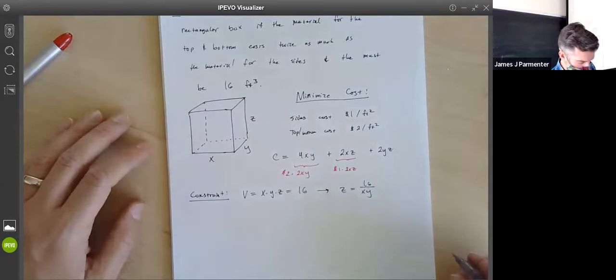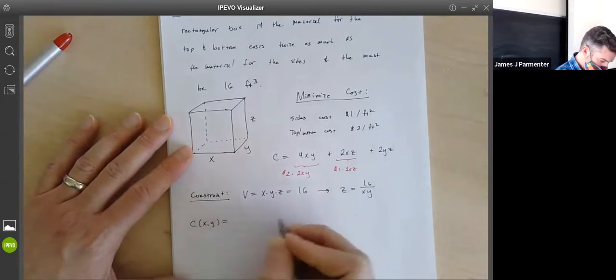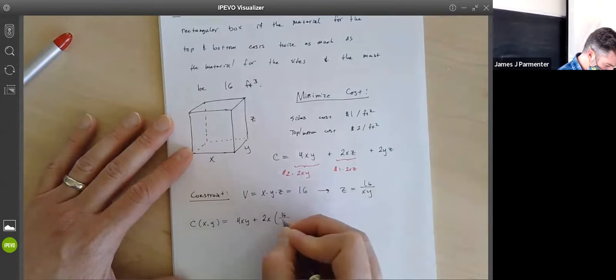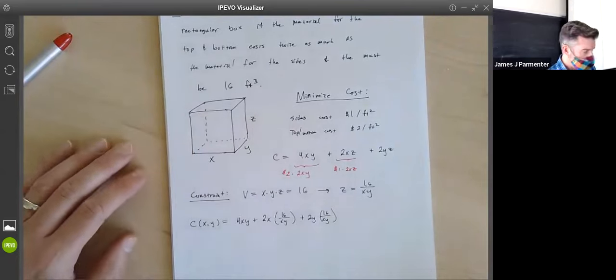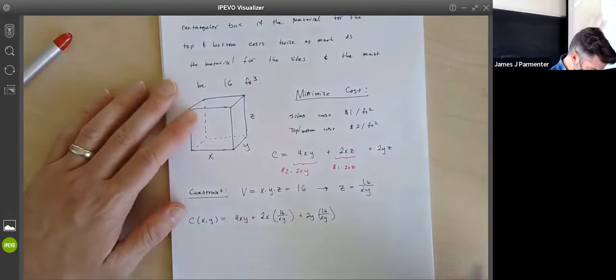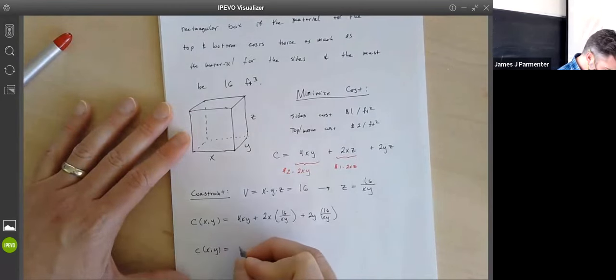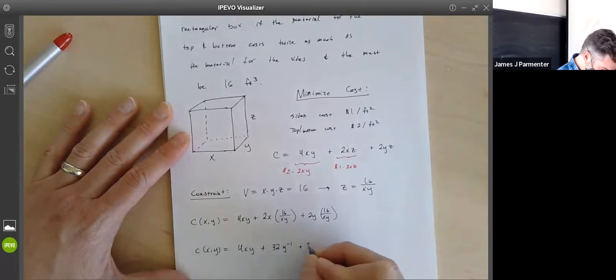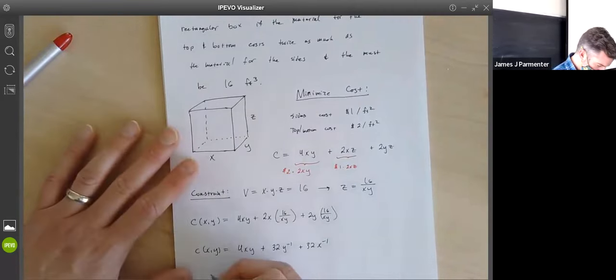And plug that in for each of my Z's. So now my cost equation as a function of just X and Y is equal to 4XY plus 2X times 16 over XY plus 2Y times 16 over XY. You should definitely simplify this before you start finding any critical points. So my cost function is 4xy plus, I can cancel an x here and get 32 times y to the negative first plus 32 times x to the negative first. Not too bad. So now we're gonna find the critical points.